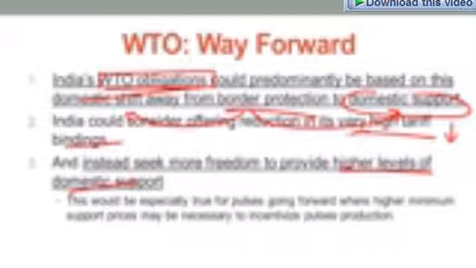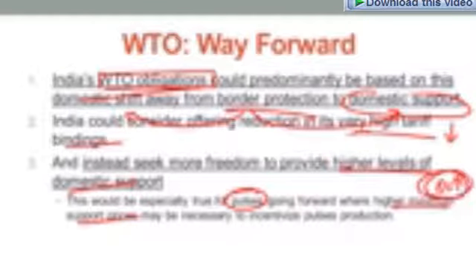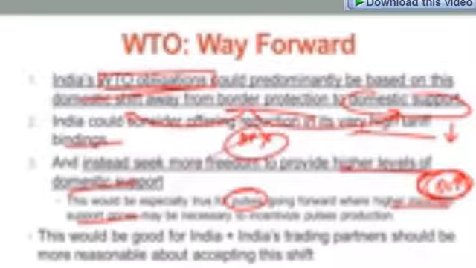And even this is required when we move towards pulses. As we discussed in agriculture, we have to give a higher minimum support price for pulses. Again, that is a kind of domestic support. So the WTO has to accept that. So start focusing energies here and not on border protection. That time is over, is what the Economic Survey says.